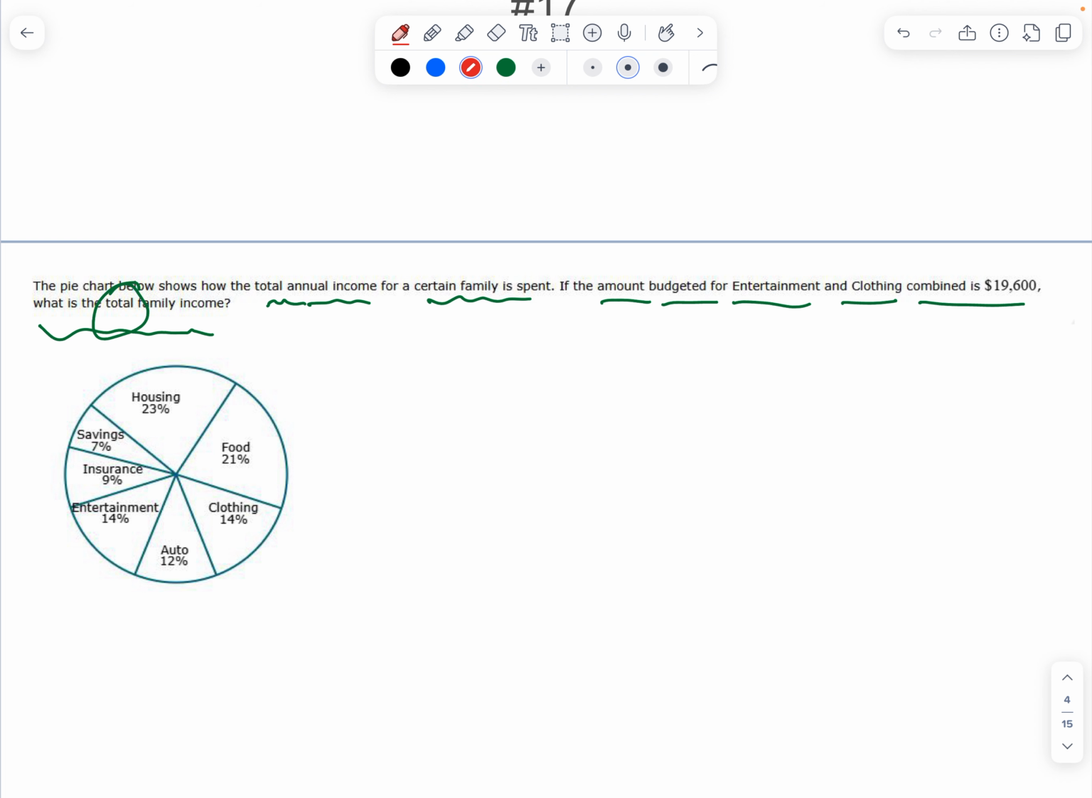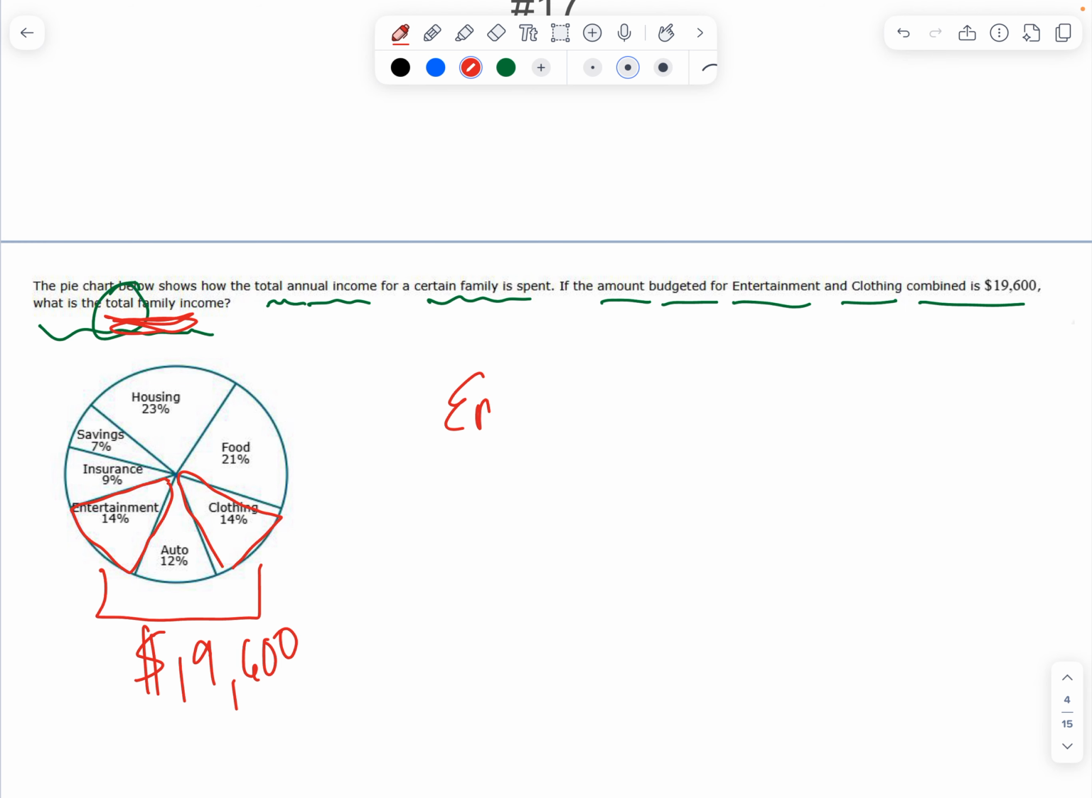Okay, so entertainment would be this wedge right here, and clothing would be this wedge. So between these two wedges, the family spent $19,600. So we're looking for the total family income, right? This is just two pieces of it.